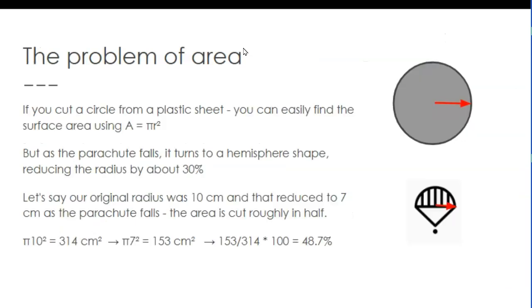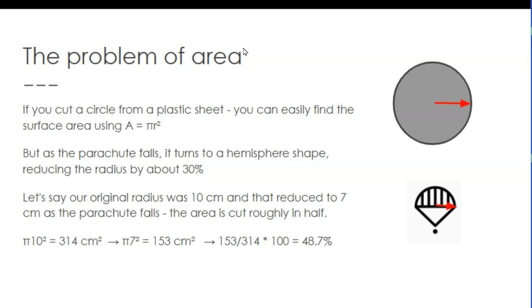Okay. Let's talk about the problem of area. If you cut a circle from a plastic sheet, you can find that surface area using pi r squared. But as the parachute falls, in a perfect world, it would assume a hemisphere shape, and that would reduce the radius by about 30%. So let's say that we started with a 10 centimeter radius and it's falling, and that reduces to a 7 centimeter radius. That reduces the frontal surface area to roughly half.